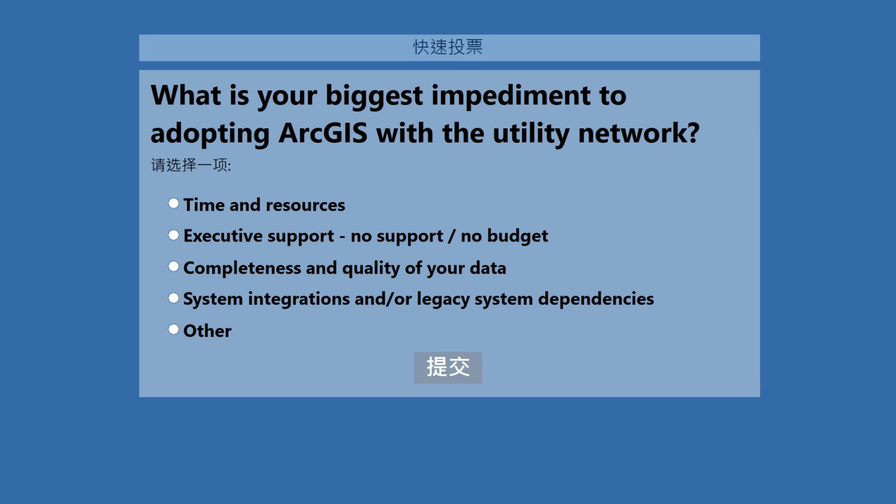So what we'd like to know is, what is your biggest impediment for adopting ArcGIS with the utility network? Is it time and resources? Executive support? In other words, you don't have the support or you don't have the budget. Completeness and quality of your data, system integrations and/or legacy system dependencies, or the good placeholder of other.